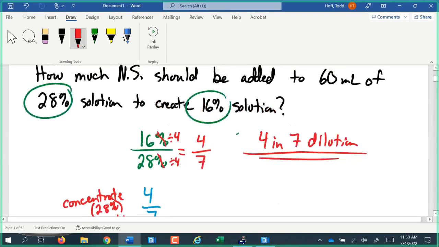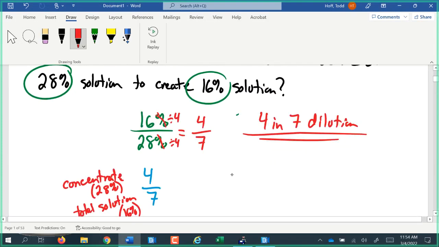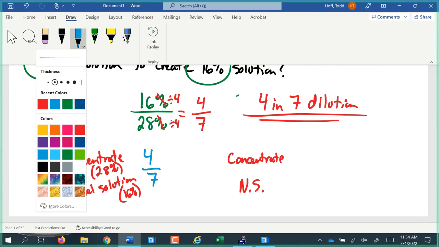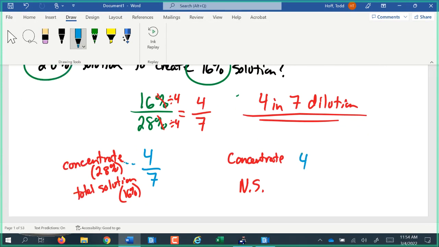We only want to know how much saline we add to it. So what we want is the ratio of serum or concentrate to water, which is normal saline. If that ratio still has 4 parts of the concentrate, that doesn't change. If there are 7 total parts, and 4 of those parts were concentrate, 7 minus 4 is 3, there's 3 parts saline. So our ratio of concentrate to saline is 4 to 3.